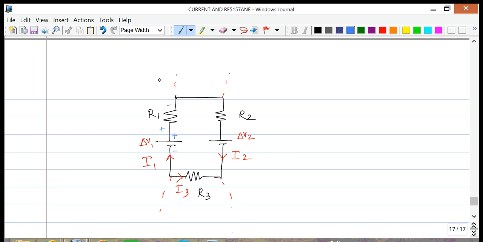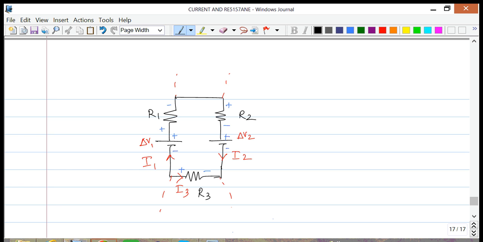Similarly for R2, the current goes down in this branch, and as a result the upper part is going to be positive, the lower is going to be negative. Okay, and then for delta V2 it's easy. Now for R3, the current is going to the right, so the voltage is going to be plus to the left, and it is going to be minus, because current will go from a high voltage to a low voltage.